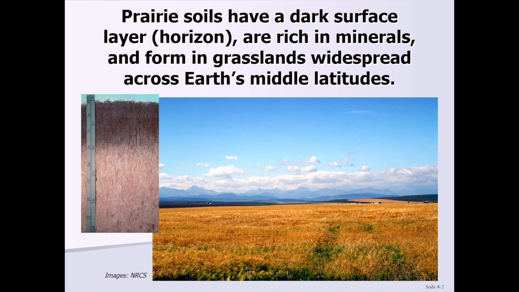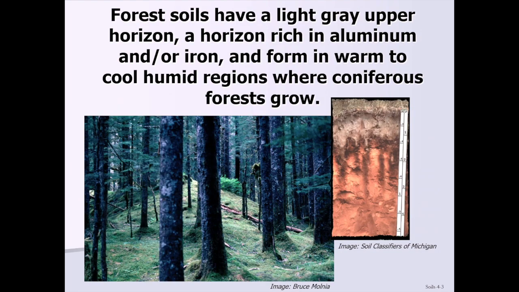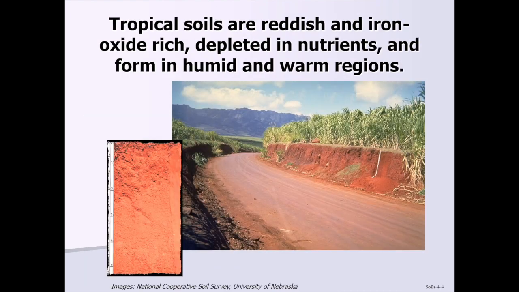So in prairie soils, we have that really nice dark surface horizon layer, rich in minerals, full of decomposing materials, and that's why it forms in grassland areas, widespread across the mid continents. The forest soils have a light gray upper horizon, rich in aluminum and or iron. If we're thinking about the Sierra Nevadas, that's rich in iron, and they form in warm to cool humid regions, coniferous forests. Think of pine trees.